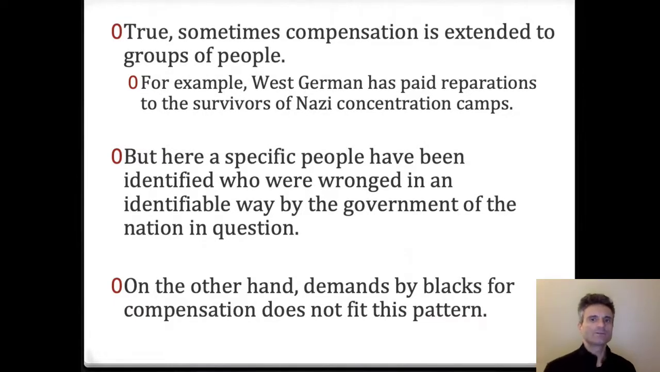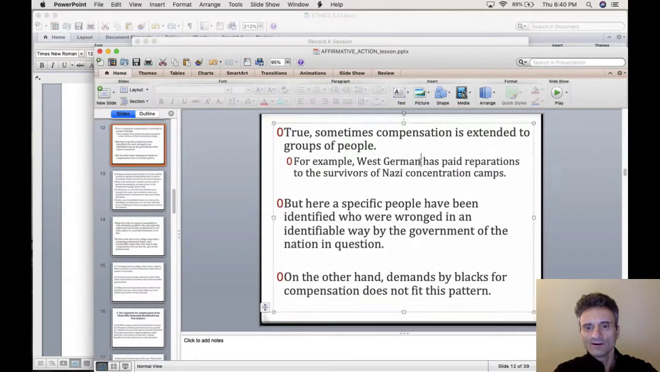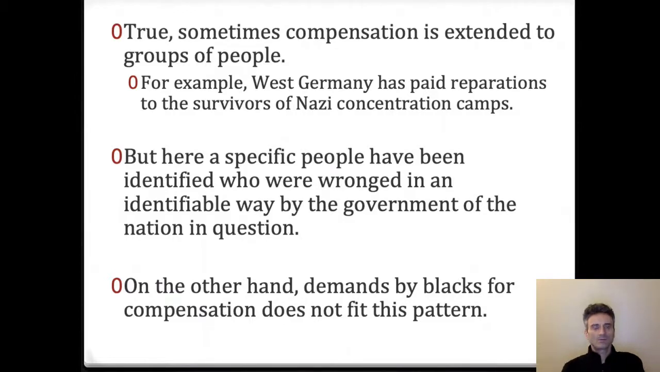Now, it's true that sometimes compensation is extended to large groups. For example, Germany has paid reparations to survivors of Nazi concentration camps, to the Jews. There are many other examples. But we have specific people. We can quantify the wrongness somehow, and we have specific people as recipients of the compensation.